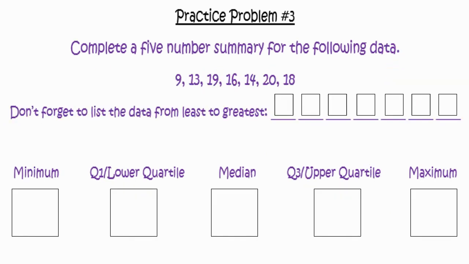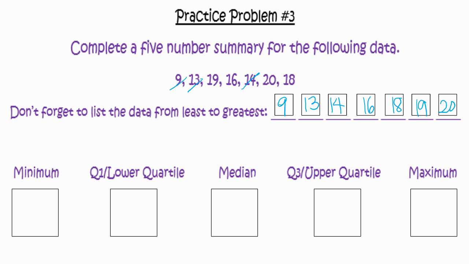All right, so again, complete the 5-number summary. We're going to put them in order. So I have a 9, looks like it's my smallest, 13, 14, 16, 18, 19, and 20. Always has to be in order. That is going to be one of the places they come for you.